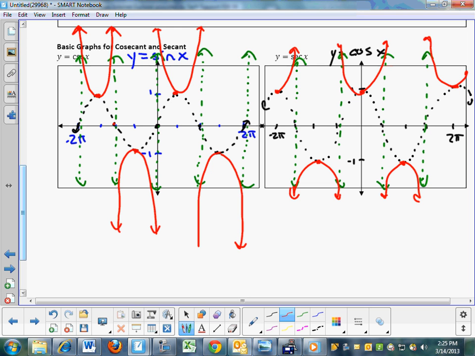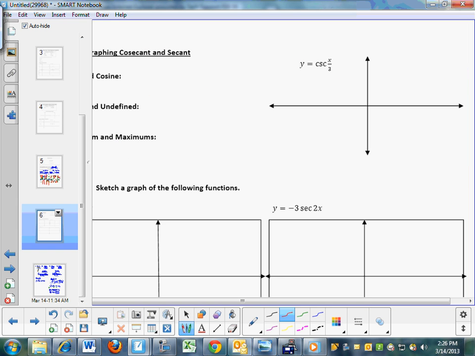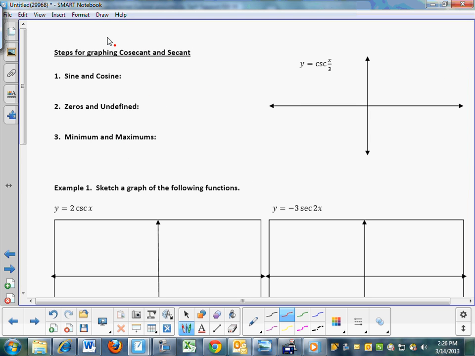Do you understand better now than you did 5 minutes ago? All right. So let's write it down for good measure. We're not going to do all these examples, but we're going to do a couple of them. Okay. So let's write down the steps so we commit it to memory.